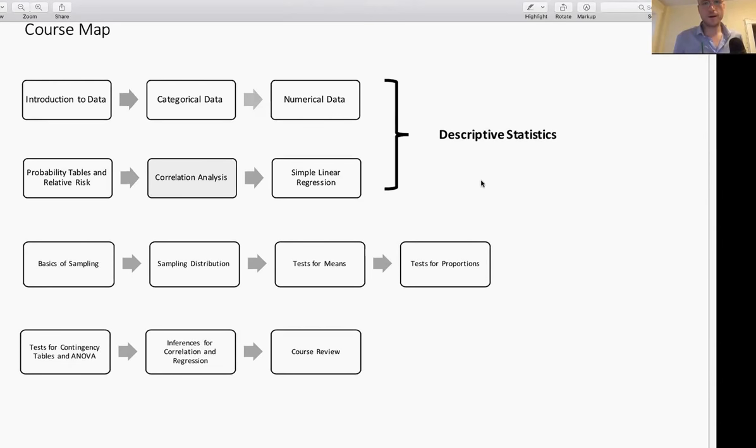Yes, so here we are with module 1, 2, 3, 4, 5. I emphasize revisiting the course map just simply to understand the broader context in which we find ourselves. So here we are, correlation analysis.